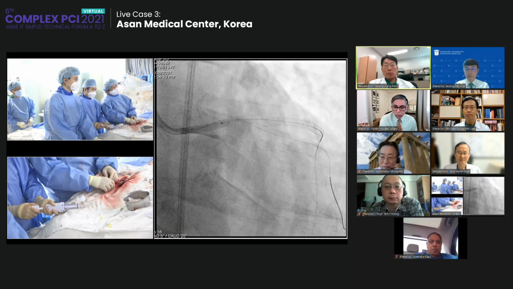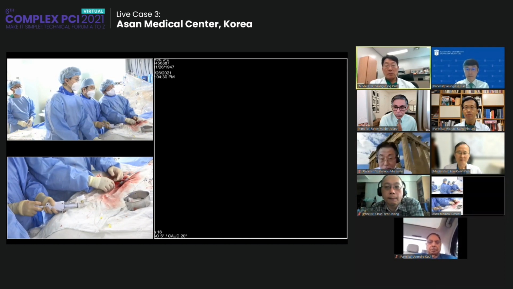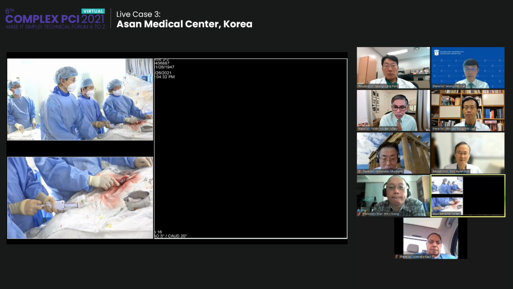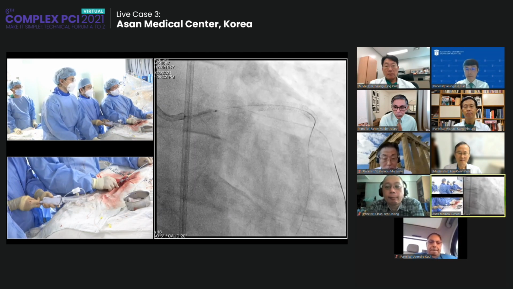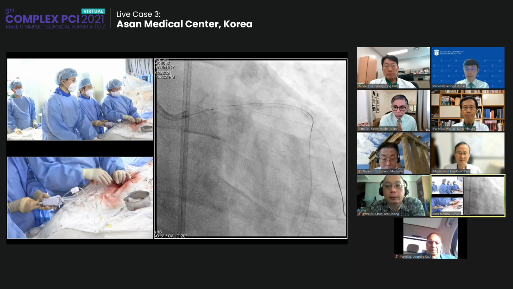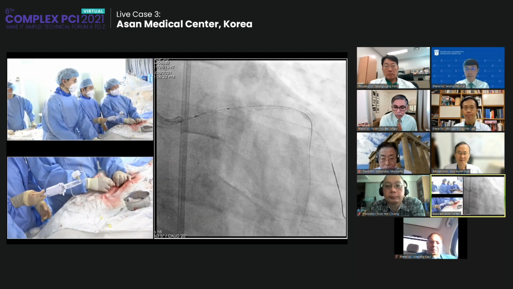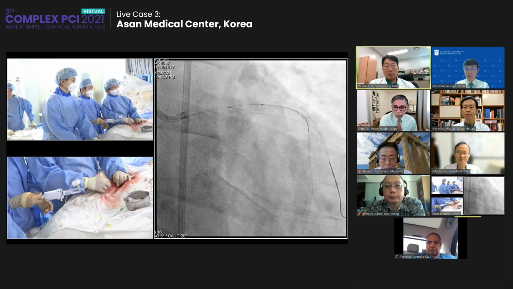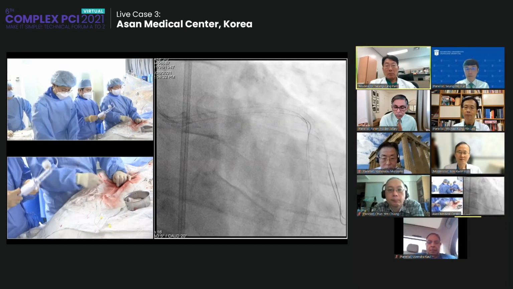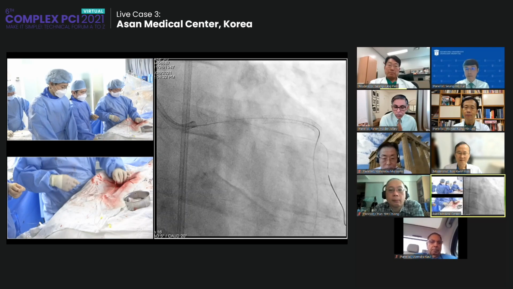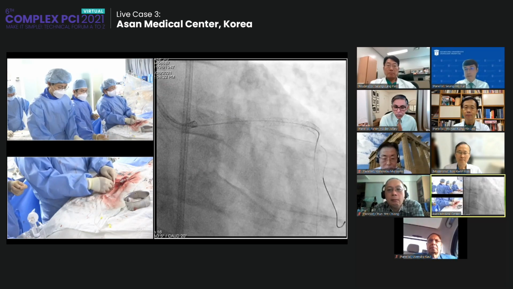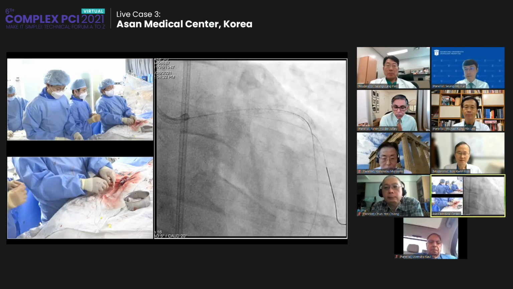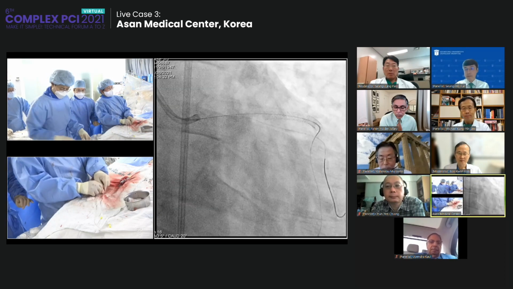Almost 20, very proximal part. 3.7. Deflation. Okay, it goes smoothly first to enforce. And then I'd like to check the IVUS to see how much the calcification broke.